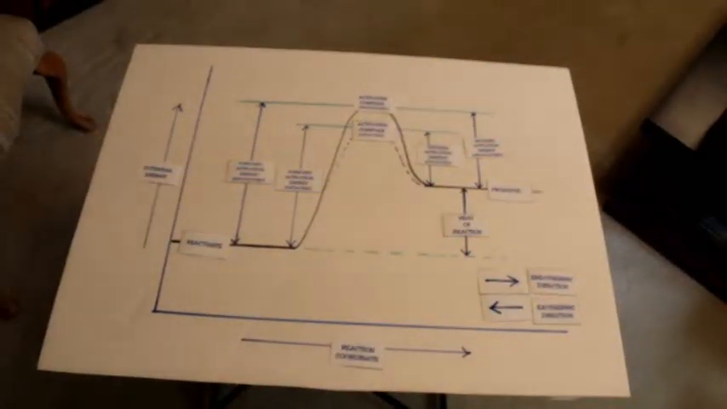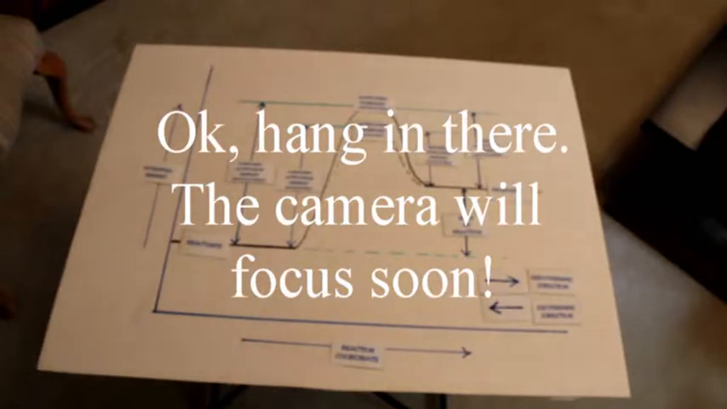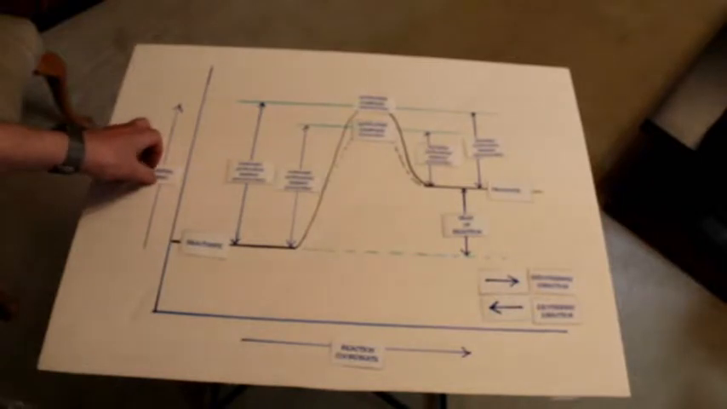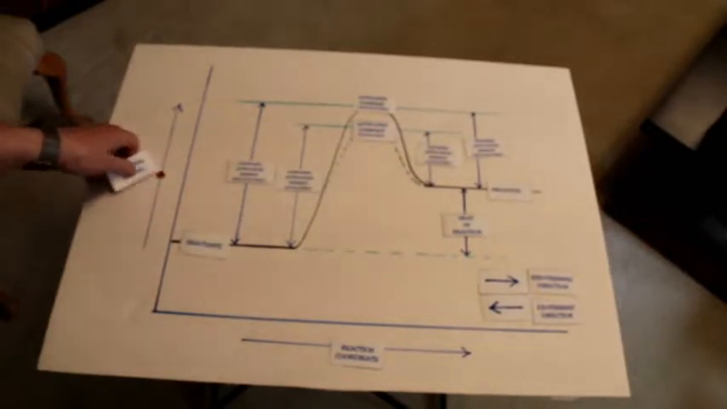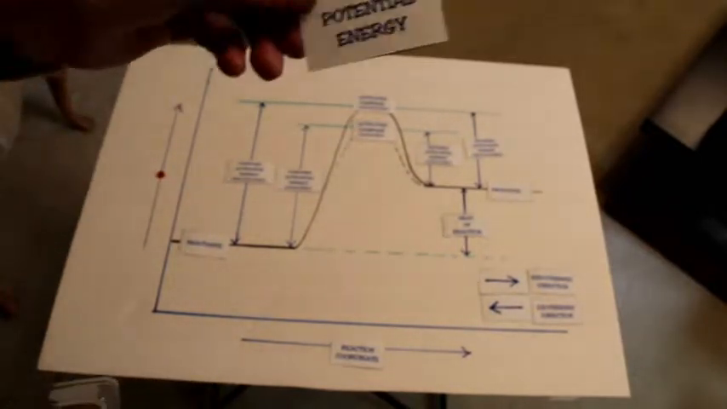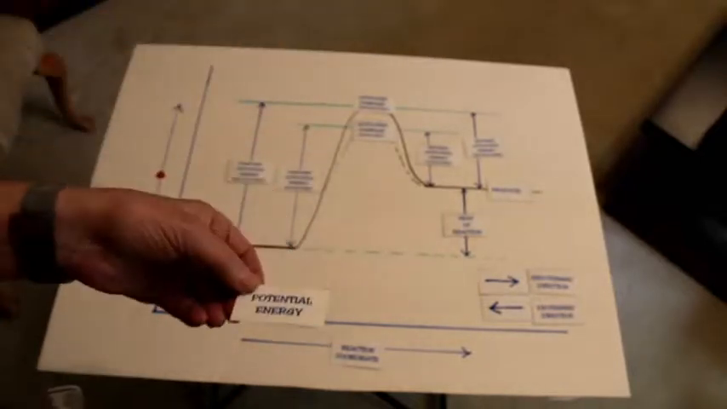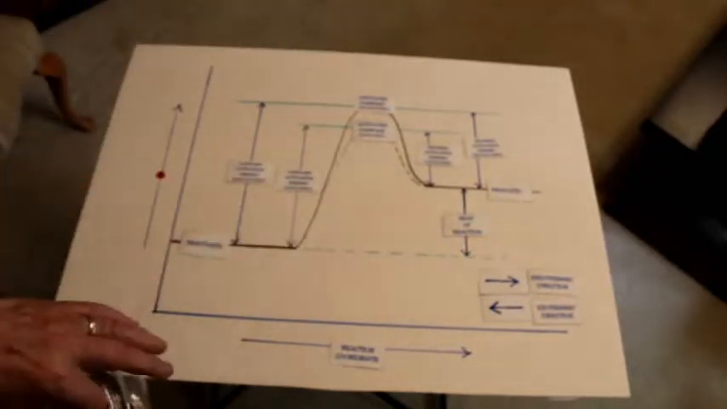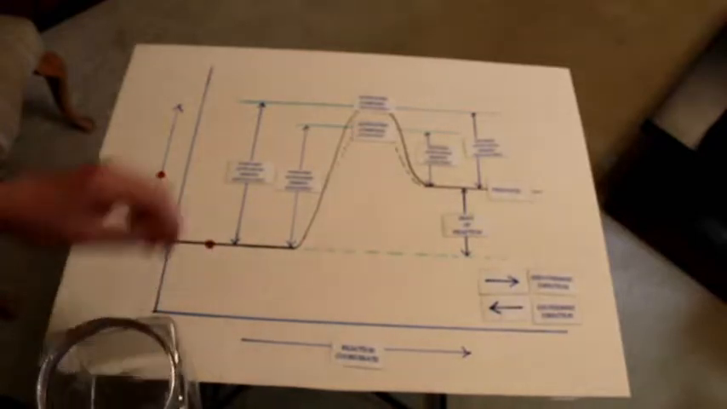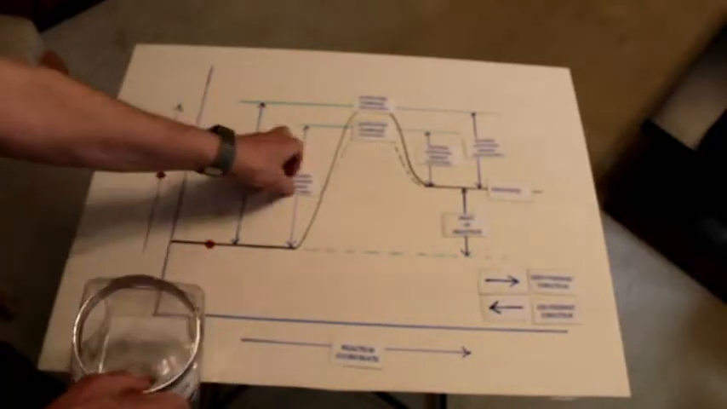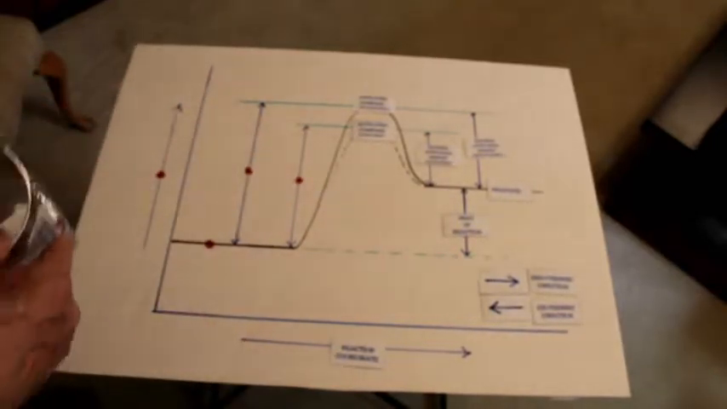Okay, this is a diagram I drew up that has all the labels on it. Hopefully it's in focus so you can see these labels. This is a potential energy diagram for a reaction. Labels are on these little cards here. I made them up with the computer, printed them on heavier cardboard paper, and then cut them up.